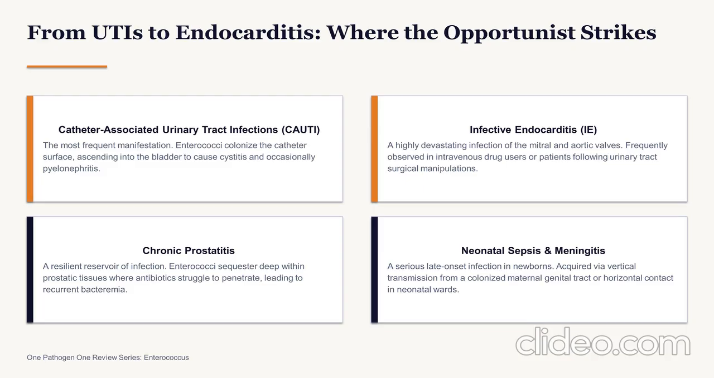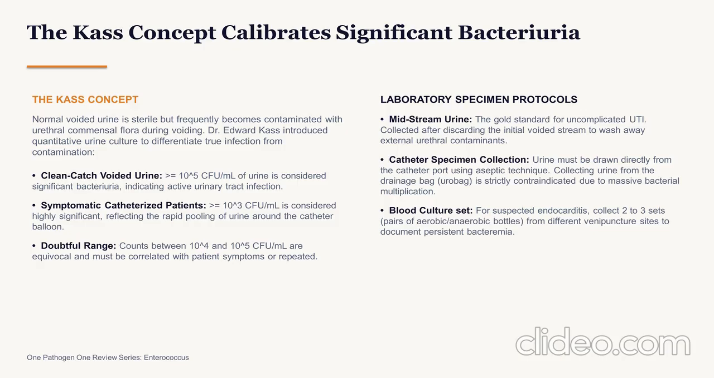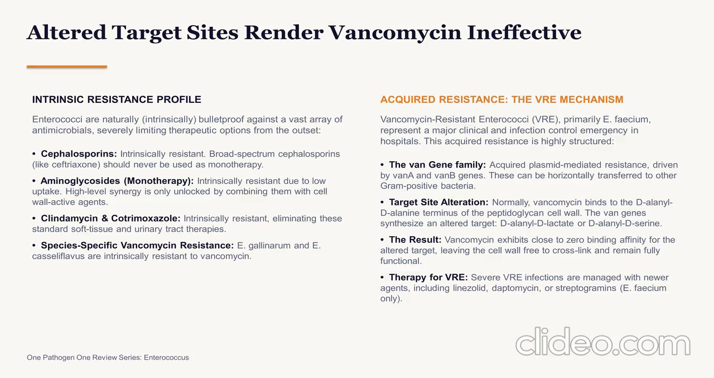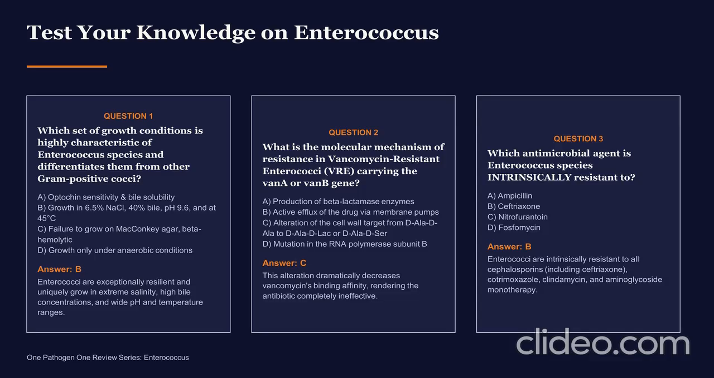Question 2 asks, what is the molecular mechanism of resistance in Vancomycin-resistant Enterococci carrying the VAN A or VAN B gene? The correct answer is C. Alteration of the cell wall target from D-ala-D-ala to D-ala-D-lac or D-ala-D-ser. This structural alteration dramatically decreases vancomycin's binding affinity, rendering the antibiotic completely ineffective.